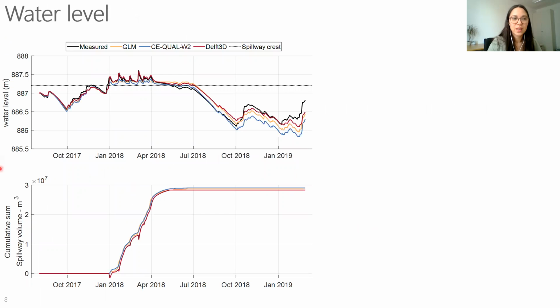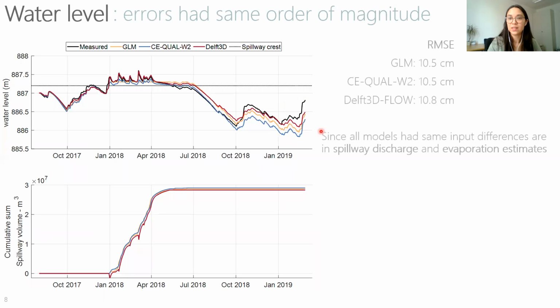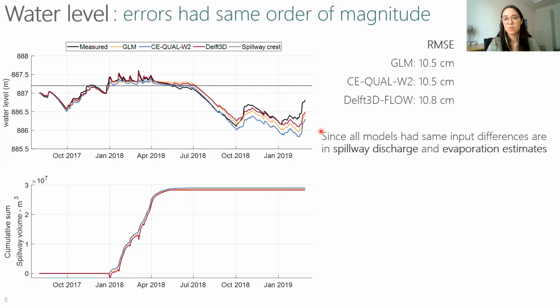Jumping to results, here we have water level over time and the cumulative sum of the spillway volume over time. You can see that the variations are small. Actually calculating the error, they are basically the same, 10 centimeters. And the difference must come from the spillway or the evaporation, because all the other things were the same.